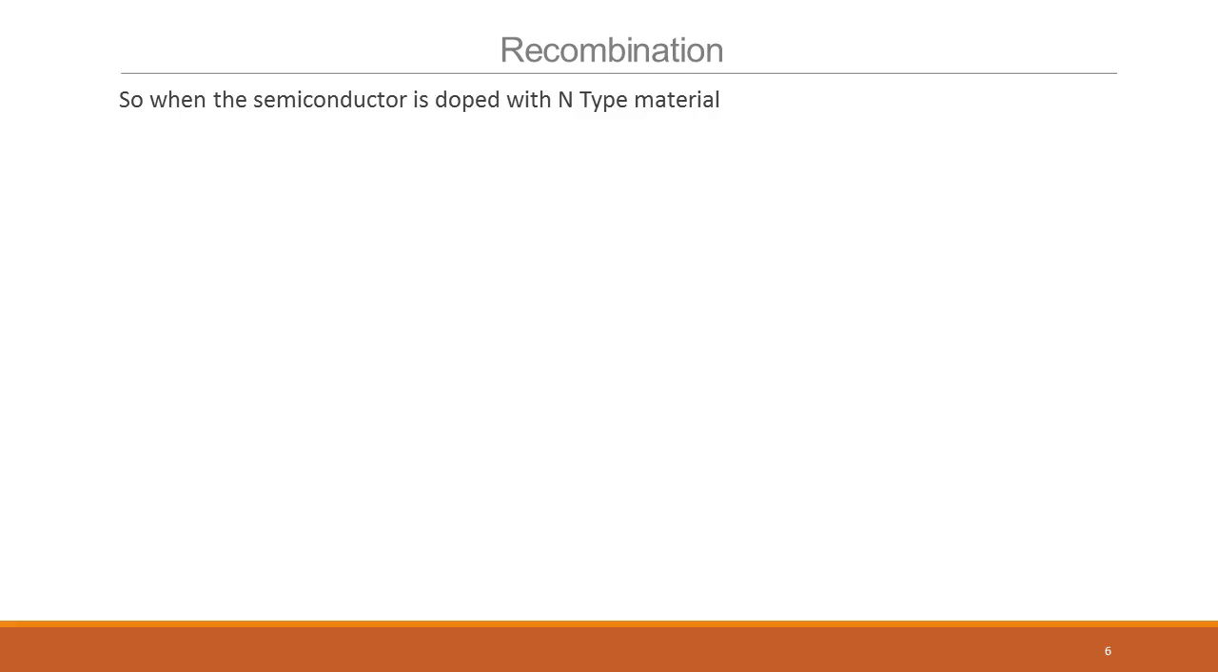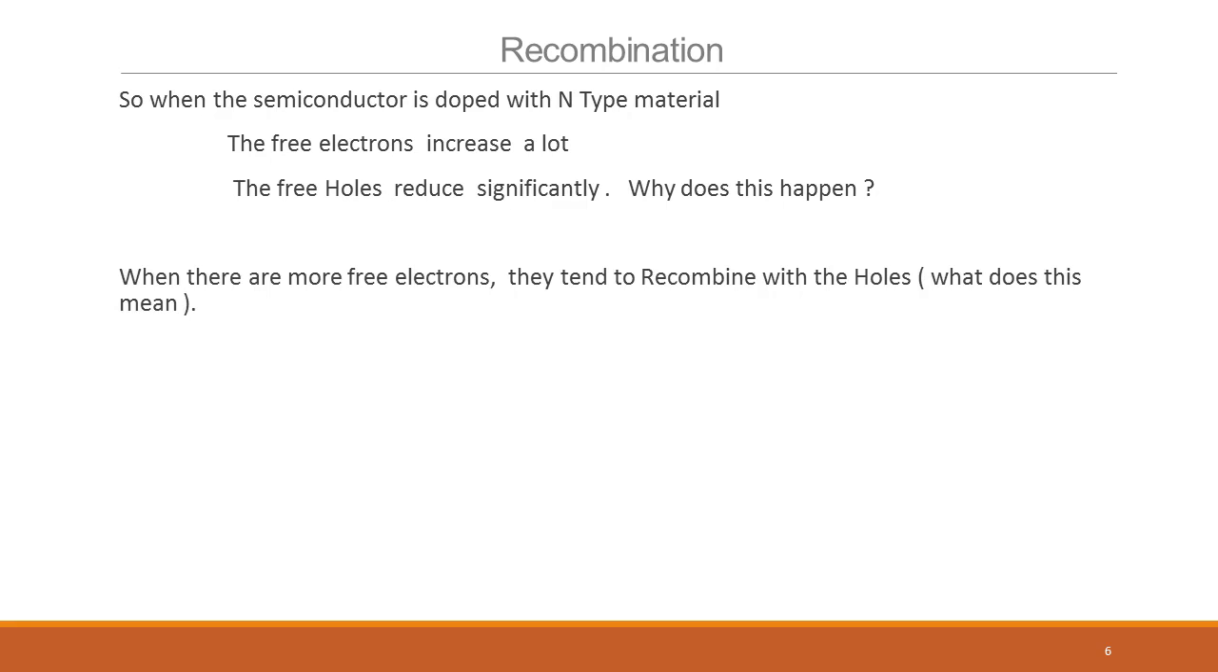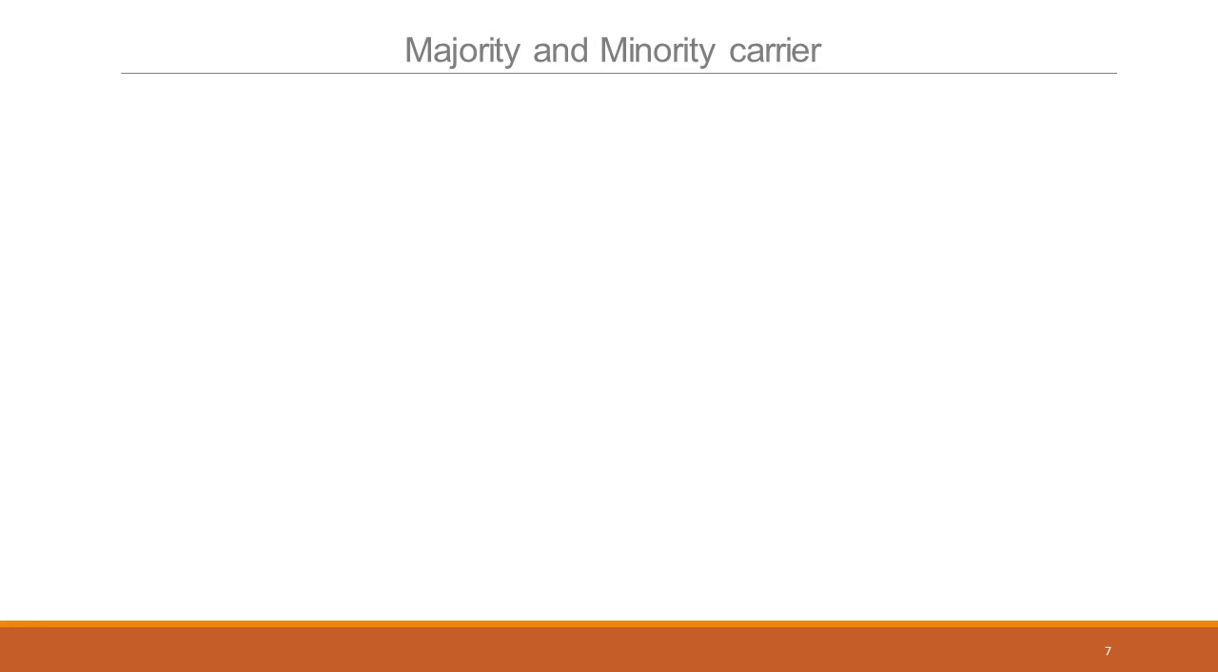So when the semiconductor is doped with an N-type material, the free electrons increase a lot. We just saw that. The free holes reduce significantly. Why does this happen? We just had an explanation, but we'll go through it once again. When there are more free electrons, they tend to recombine with the holes. You have to think about what this means. This reduces the number of holes. There is a reduction in electrons as well, but the numbers are so large anyway that it hardly makes a difference.